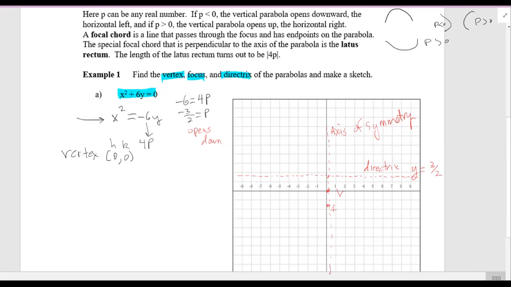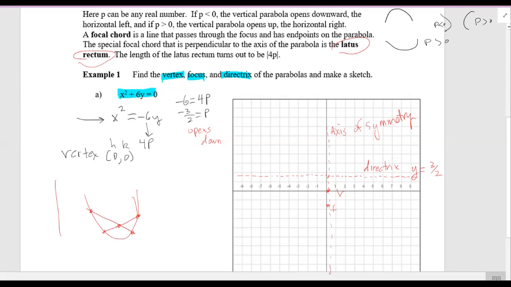Now we're going to have to put a few points in this. Just to get a little more accuracy, this is where the latus rectum comes in. It is one of the focal chords. A focal chord is a line that passes through the focus and has endpoints on the parabola. So, for example, let's say this were my parabola and here's the focus. That's a focal chord, goes through it like that. Here's another one.